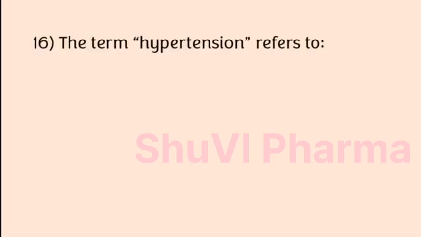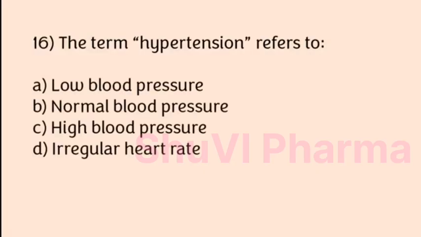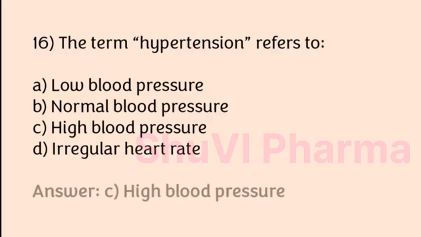The term hypertension refers to low blood pressure, normal blood pressure, high blood pressure, irregular heart rate. The correct answer is option C. The term hypertension refers to high blood pressure.